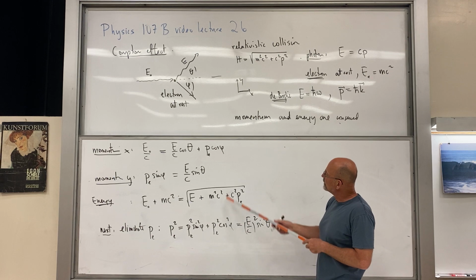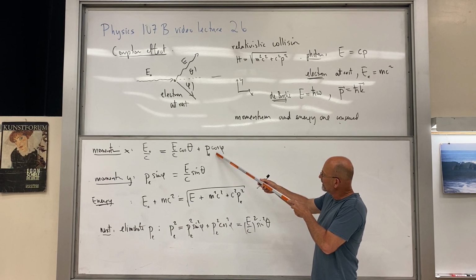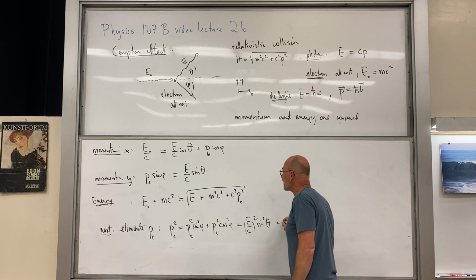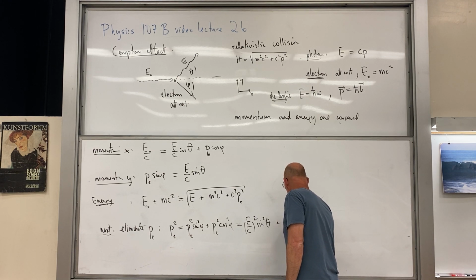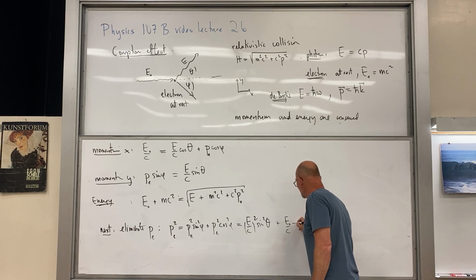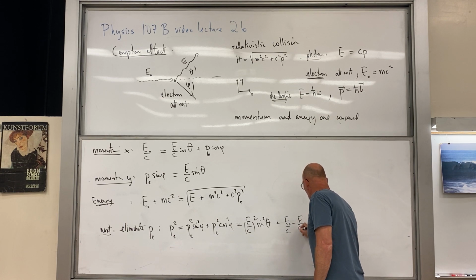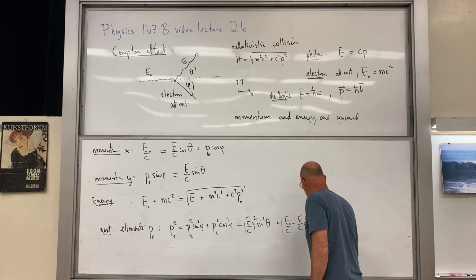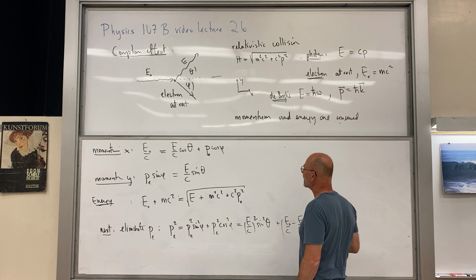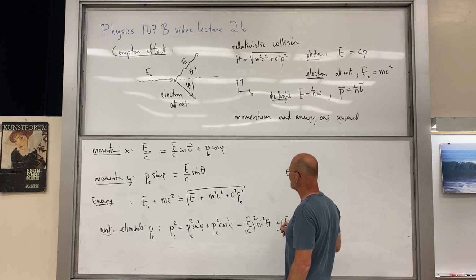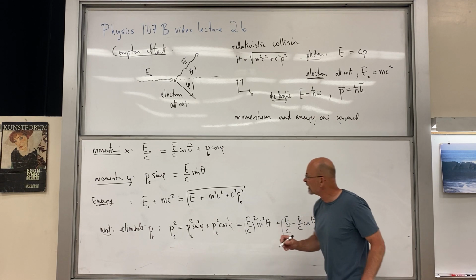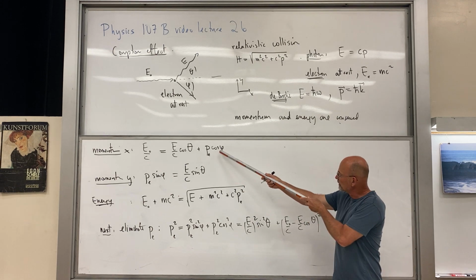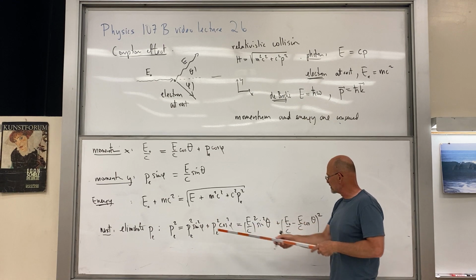And the second of these two, we bring that over to the other side and square both sides. So that would be the plus E0 over c minus E over c cosine theta, quantity squared. So we get E0 over c minus E over c cosine theta, quantity squared, equals p squared cosine squared phi. So that's just p squared.